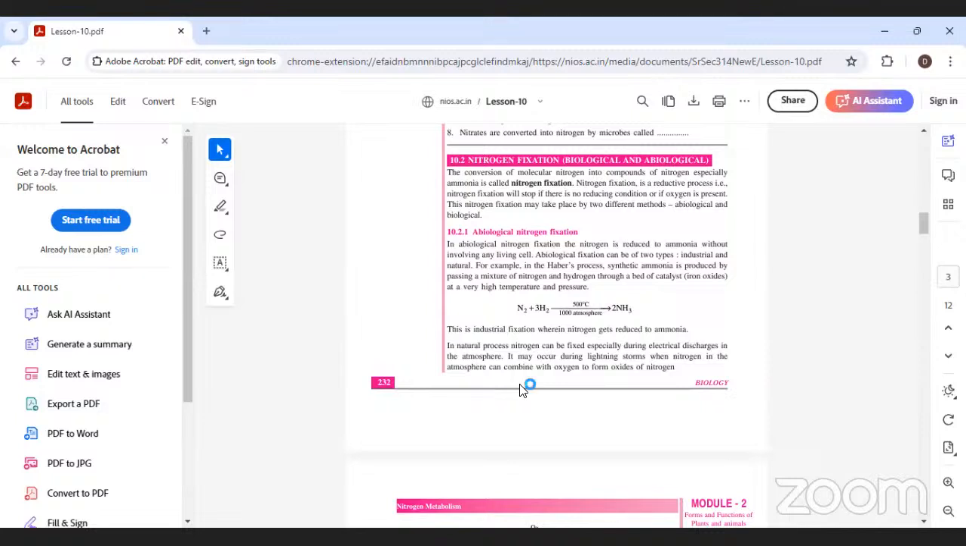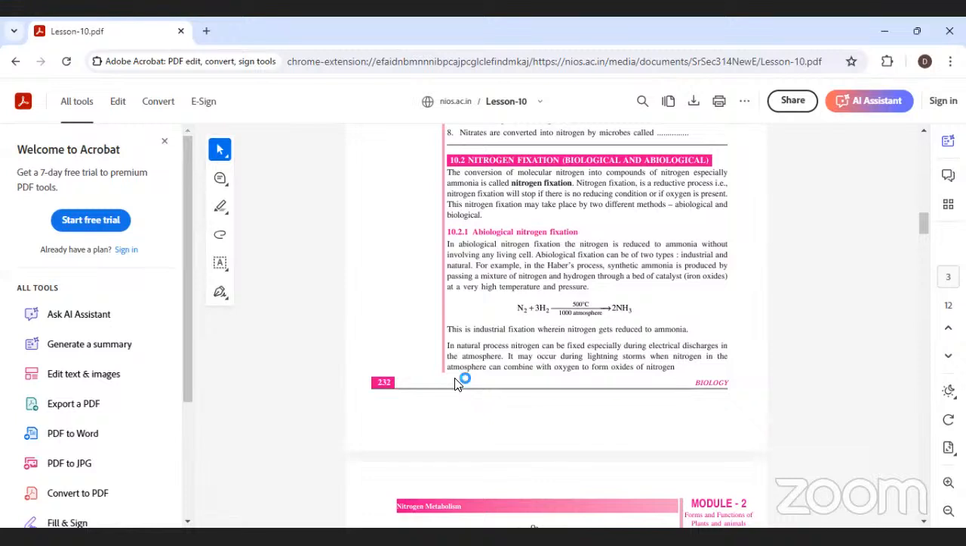And abiological fixation can be of two types. One is industrial and the second one is natural. Industrial nitrogen fixation, for example, is done by the Haber process.